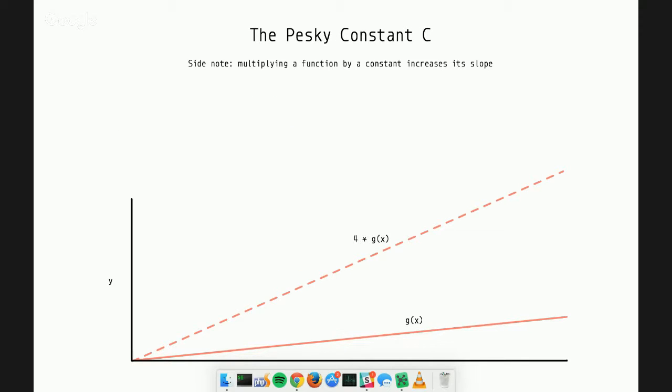So if you don't remember from middle school or high school, when you take a function and you multiply it by a constant, it shifts its slope. So if we take g of x and we multiply it by, here I'm saying, 4 times g of x, it moves its slope up. So at every point, it goes proportionally higher.